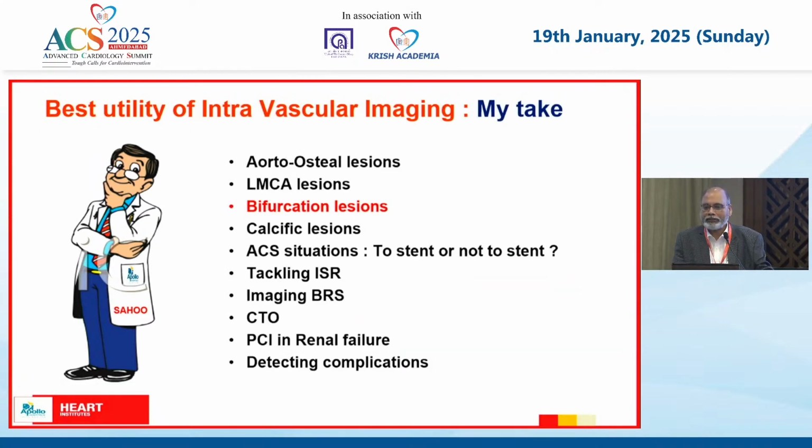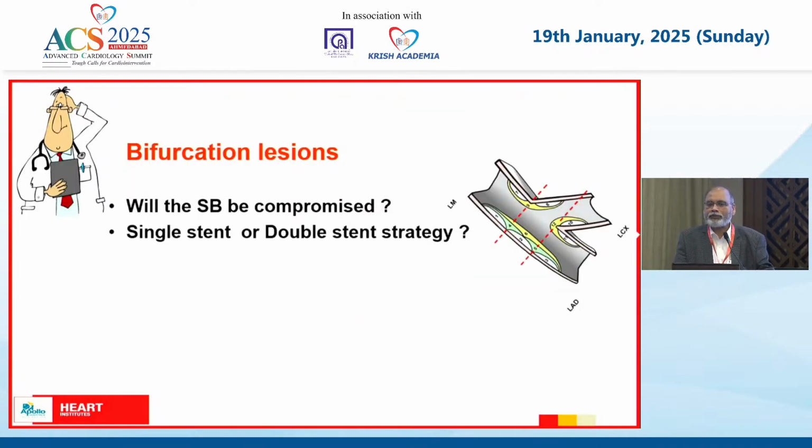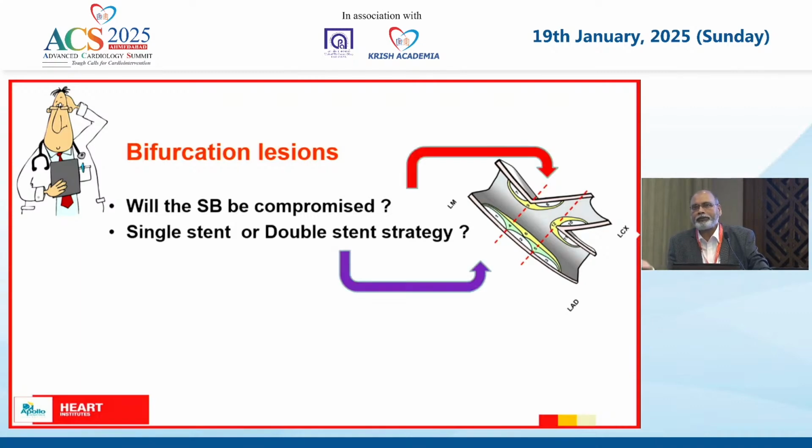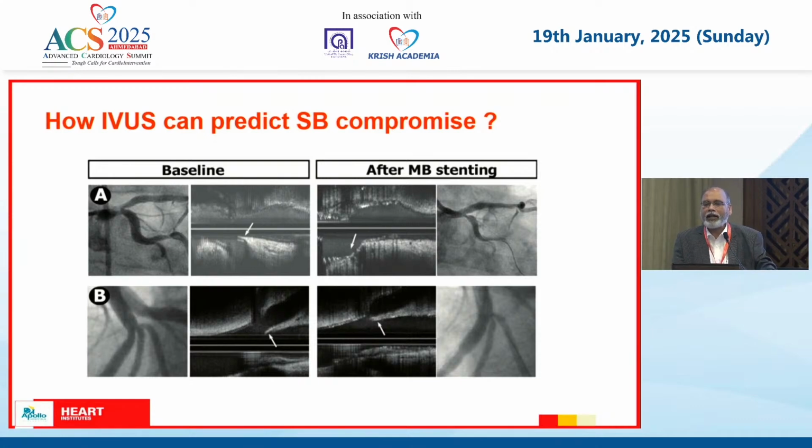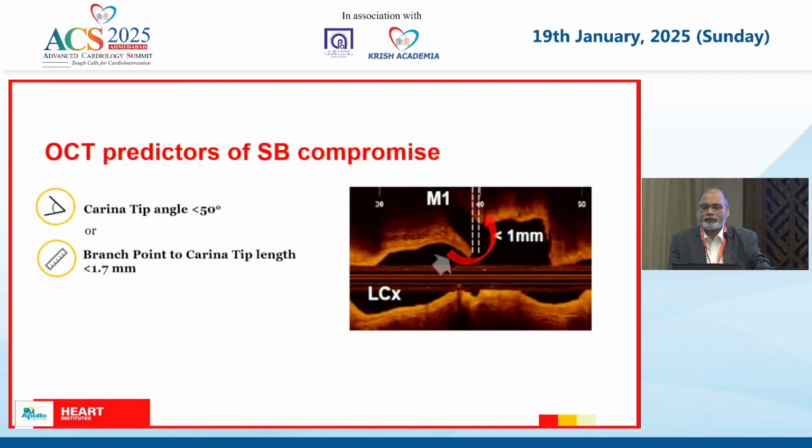Next, come to bifurcation lesions. We have two questions to be answered. Will my side branch be compromised, and should we go for a single stent or a double stent strategy? There are guidelines where some people say single stent, some say double stent, with complex lesions. We know there are certain eyebrow signs in LMCA-LAD, which give us an idea from the angio or the IVUS that we need to expect this might occlude. At baseline, you have to do an IVUS run and see. If the IVUS sign and the eyebrow sign are present, it is possibly occluding, so be prepared to keep a wire there and see what is best to be done.